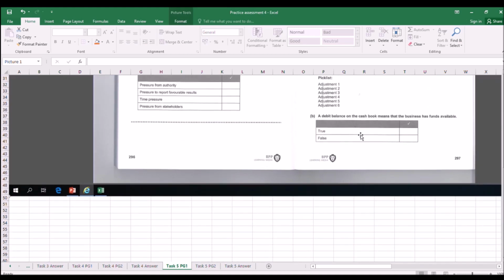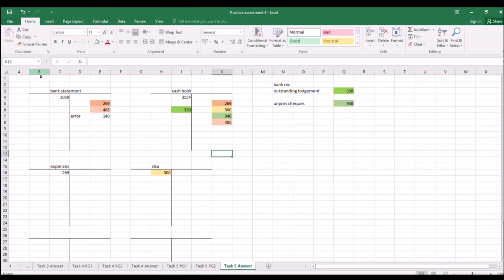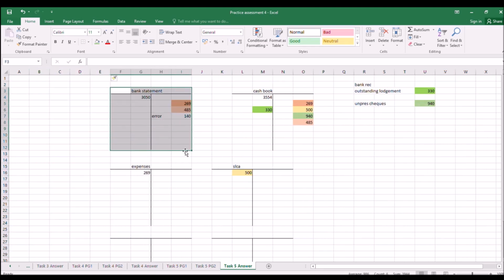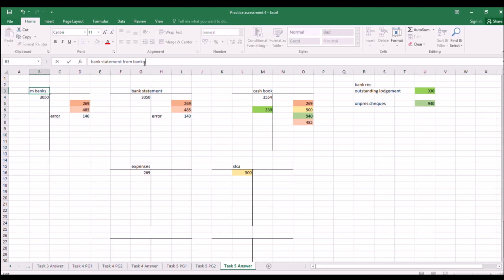A debit on the cash book means that the business has funds available. Yes, it does. If it was a debit in the bank statement, it would mean that we owed the bank money. And just to show you, let's make this a bit easy to read. Okay. Bank statement from bank's perspective. Okay, it would be the other way around. It would be 3050. Bank statement from our perspective.